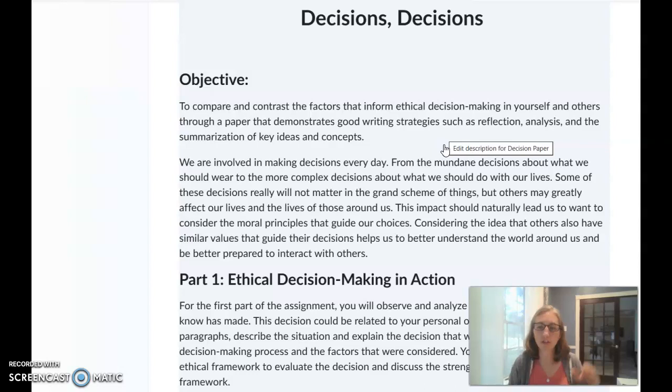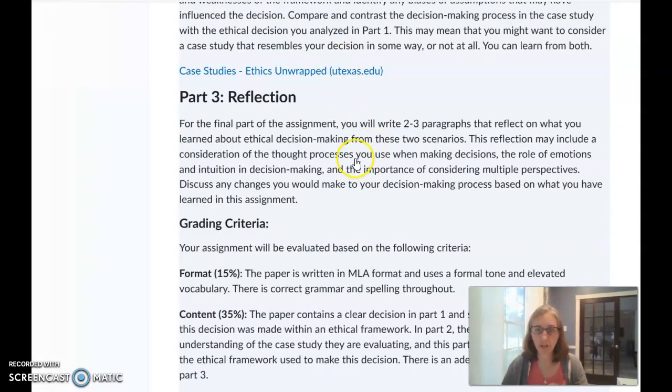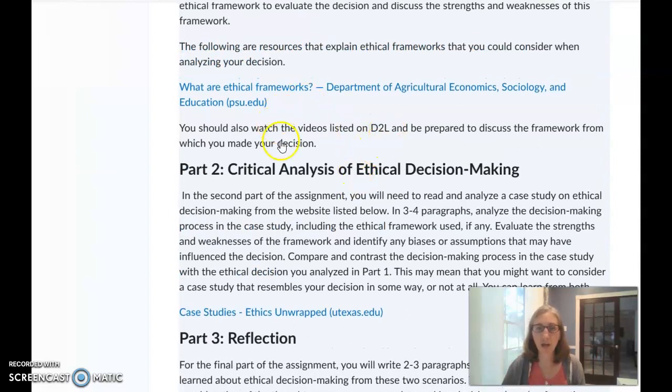You're going to take two situations and compare and contrast the similarities and differences in them. One situation is a decision that you've made recently and what went into that decision. The other is a decision from a case study listed in here and what you think went into that decision. What you learn from those two things is the reflection part. That's right here on the sheet.